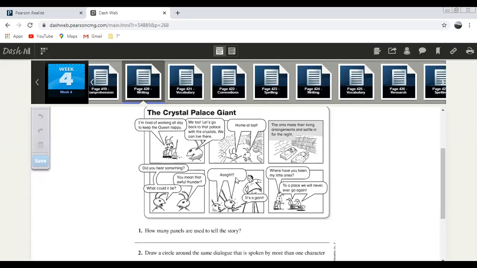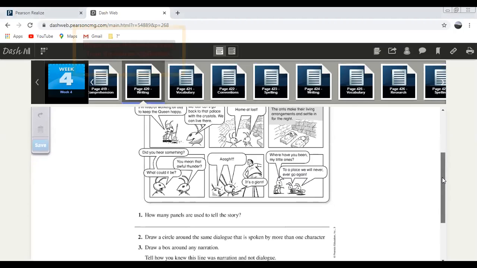Again, both ants are talking together. One of them is talking now. "It is a giant." "Where have you been, my little ones?" Now they went back home, and this is their mother. "Where have you been, my little ones?" Both of them are talking now. "To a place we will never ever go again."